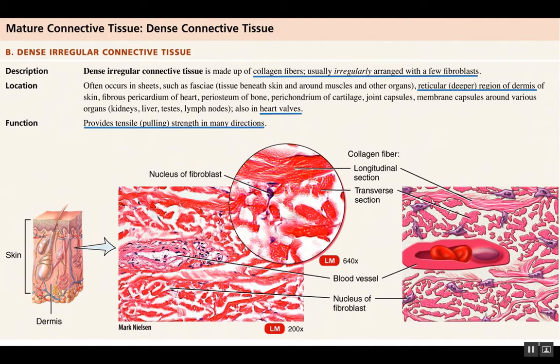And what that does is it allows your skin to move in different directions. If you pull or tug on your skin, it can move in all kinds of different directions, and that's because of this tissue. Another good location I like to mention is heart valves. Heart valves are pretty tough. There's a little ring-like structure to the heart valve, and that ring-like structure is made up of dense, irregular connective tissue.